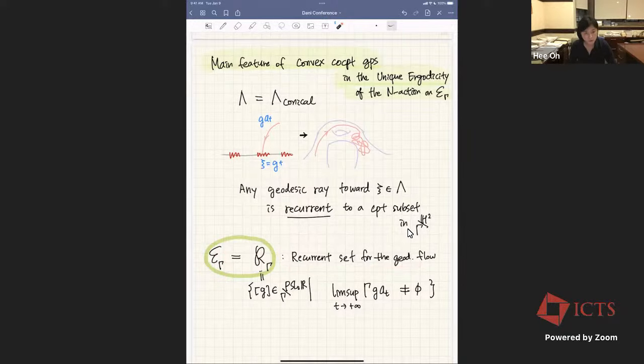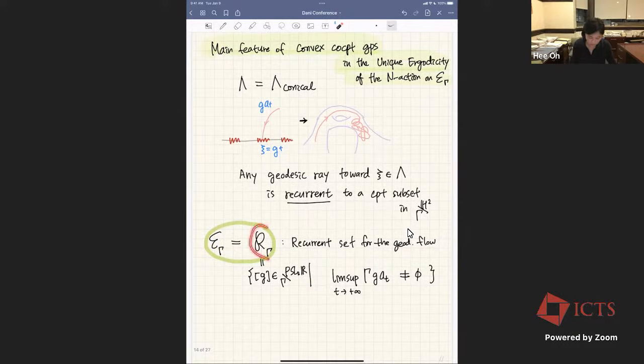In other words, we can reconsider this E sub gamma as the recurrent set of the geodesic flow. Okay? So formally, we can think of the recurrent set as the set of points when you flow by the geodesic flow. So g times a_t is the geodesic flow. And when you flow this tangent vector g by the geodesic flow, if it accumulates, meaning that the lim sup of gamma g a_t is non-empty, then we say this g is a recurrent point for the geodesic flow. And for convex cocompact groups, this property that the limit set is the same as the conical limit set says that E sub gamma, the non-wandering set for the N action, is exactly equal to the recurrent set for the geodesic flow.